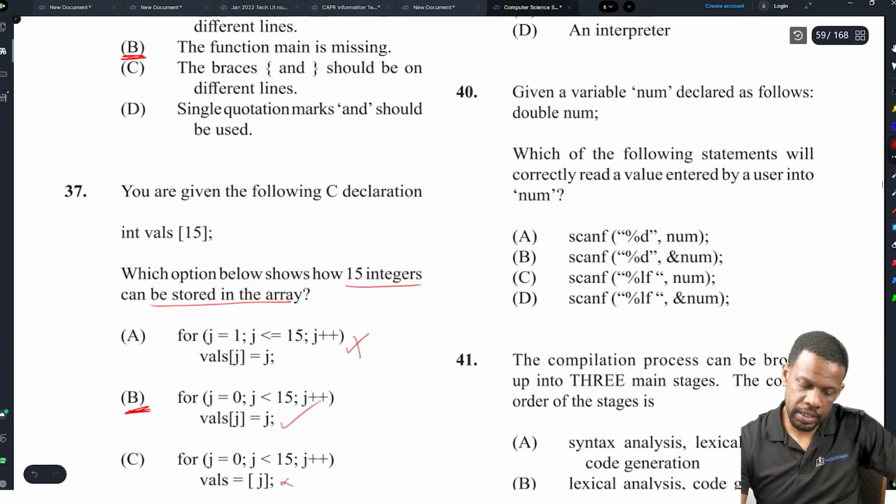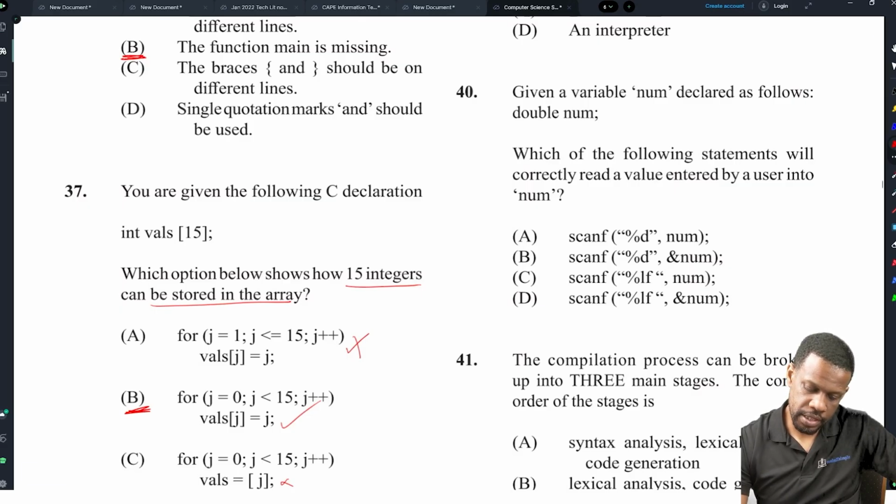Given the variable num declared as follows, double num, which of the following statements will correctly read the value entered by a user into num? If you're using double, you have to use %lf, so that'll be D. Because you have to have the ampersand sign. %d will be for integers.